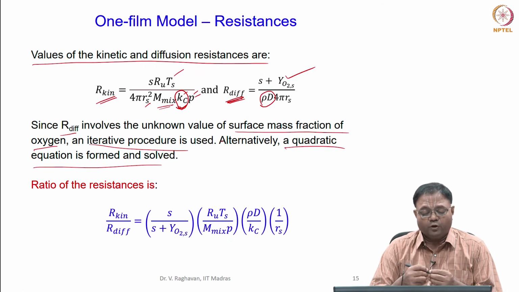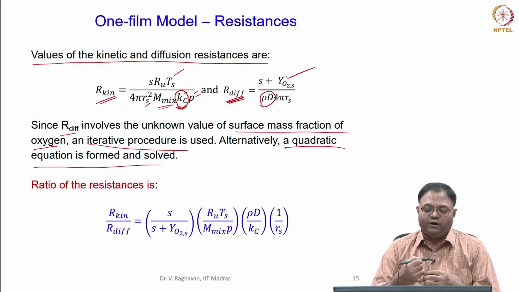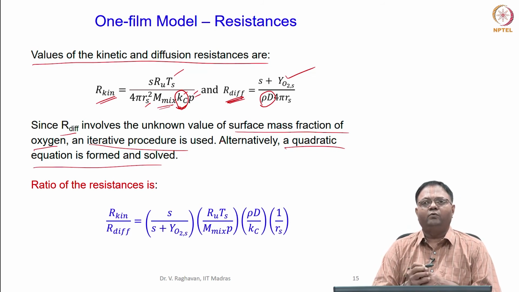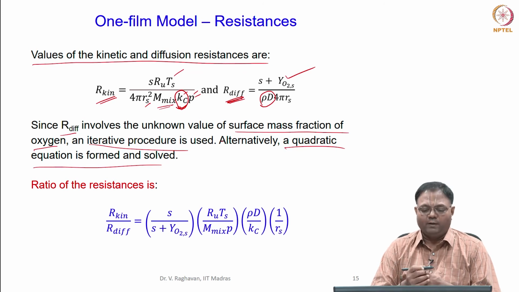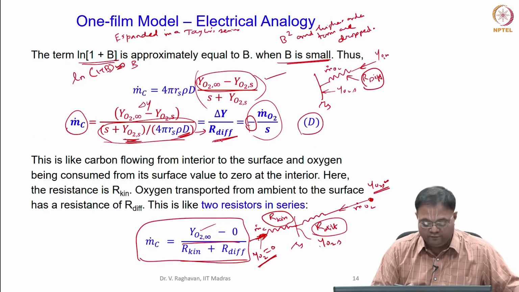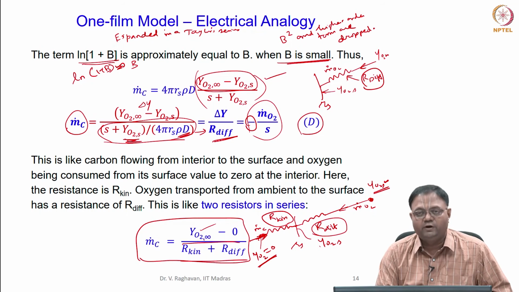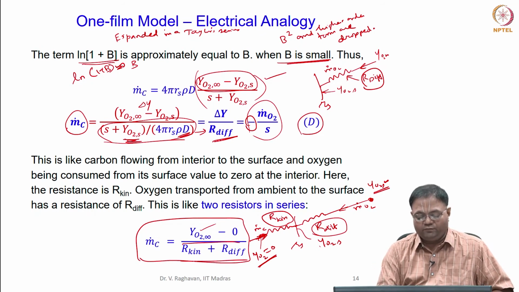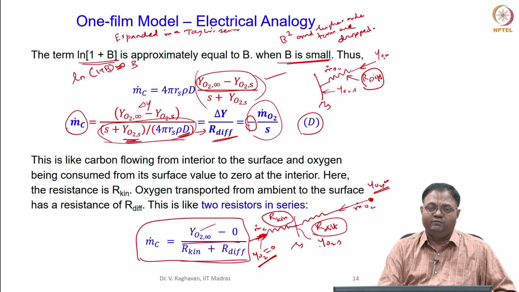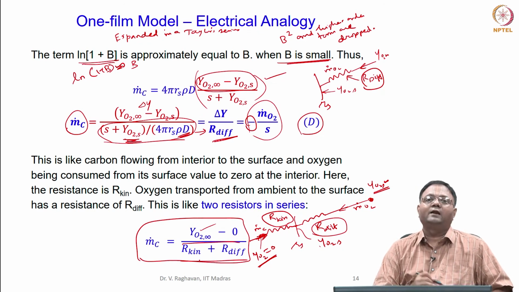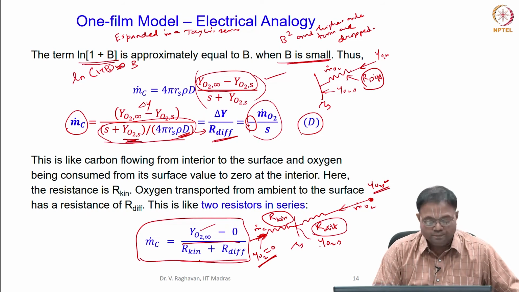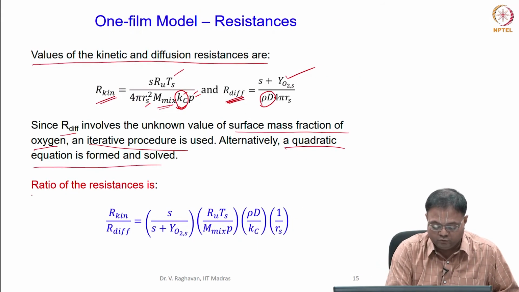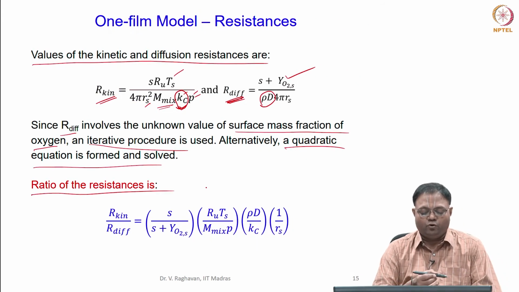Now before doing that, we can also try to eliminate one of the resistances if one is very low in value compared to the other. See, this is the equation I have: YO2 infinity divided by the net effective resistance, which is the sum of these two. If one is very much higher than the other, then I can neglect the other value. So to analyze that, let us take the ratio of the resistances.